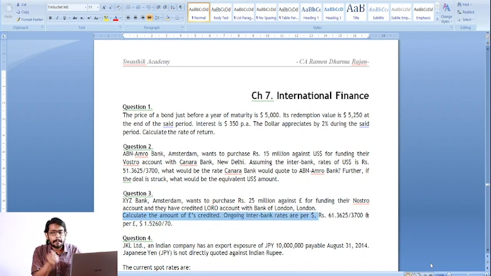Ongoing interbank rates are per dollar rupees so much. Per dollar rupees so much means dollar is the base currency. Rupee by dollar is 61.3625 / 61.3700, and per pound, 1.5260 / 70, which means dollar by pound is 1.5260 / 1.5270.